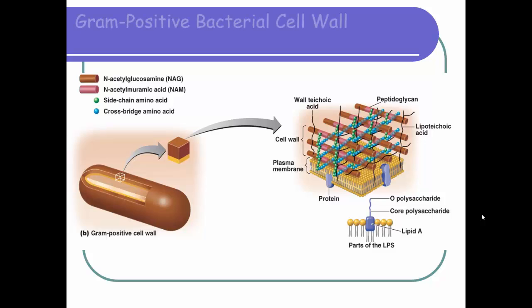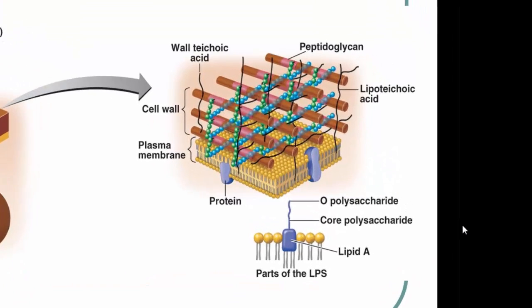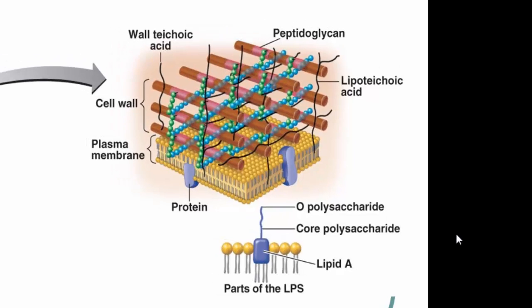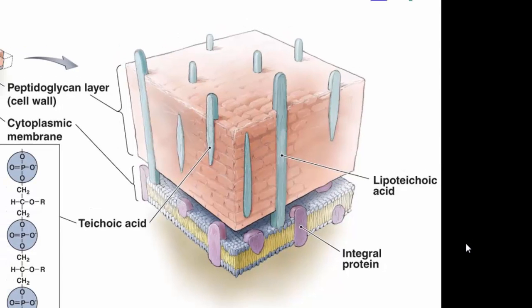Here's the example from the old text that shows this layer upon layer upon layer of peptidoglycan held together by the teichoic acids. So we have a very thick peptidoglycan cell wall. Here's the picture from your book on page 65, and it's kind of like bricks and mortar. And these long strands then of the lipoteichoic acids help anchor all the brick layers together.